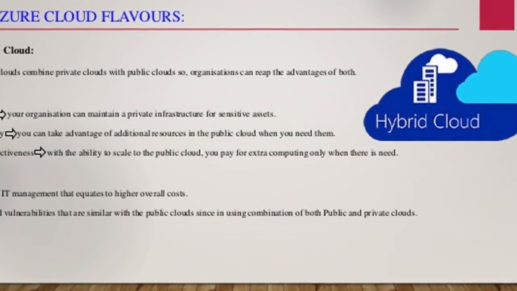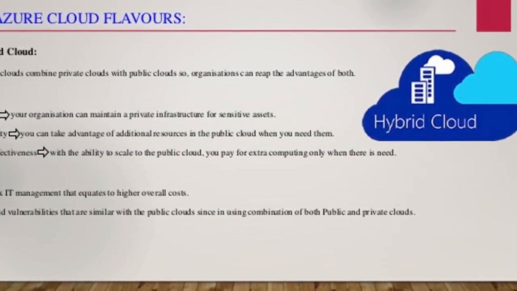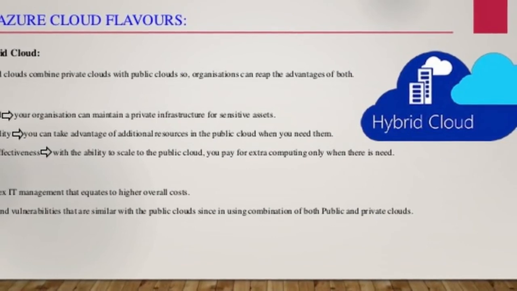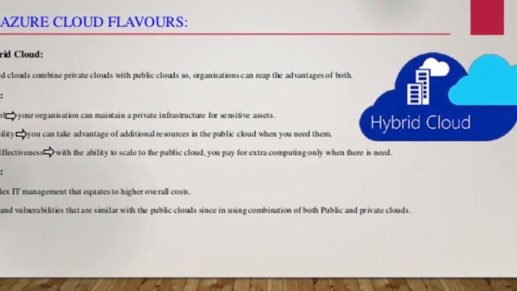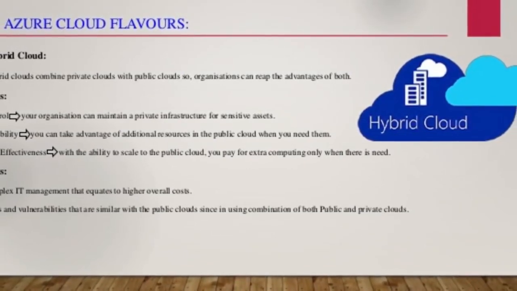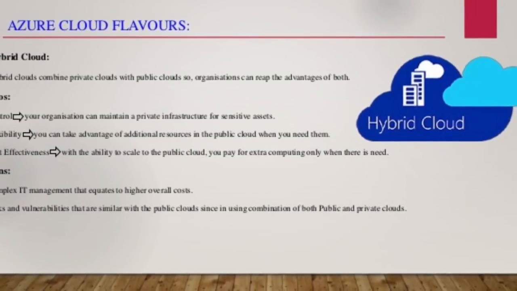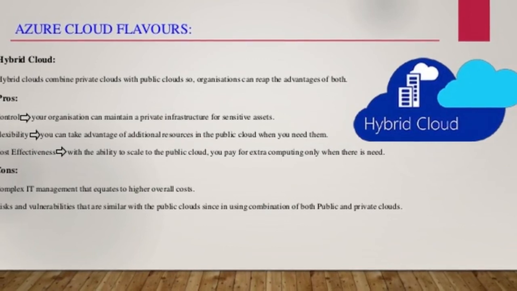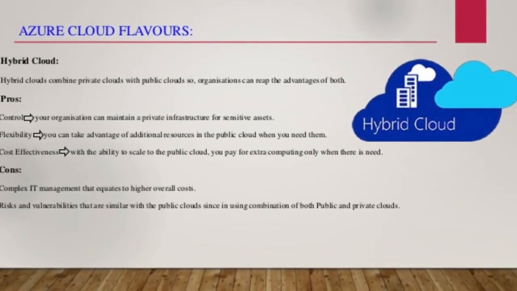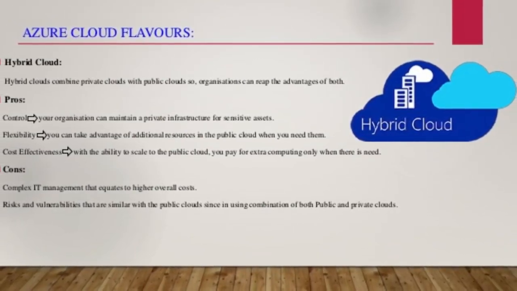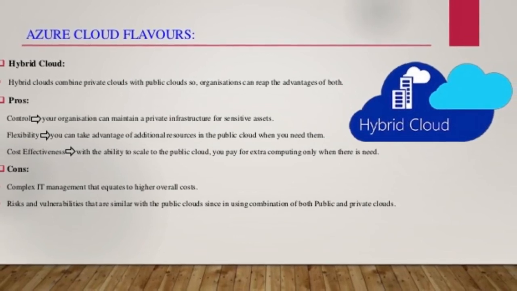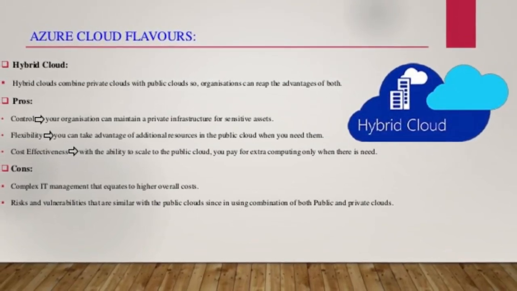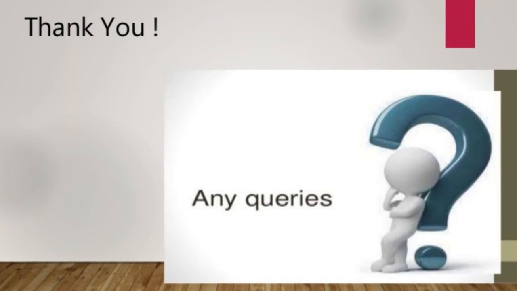It's time to discuss hybrid cloud, which is a combination of both public and private cloud. So an organization can reap the advantages of both private and public clouds at a time. Even for this we have pros and cons. Let's check it out in detail. Control, flexibility and cost efficiency are the best advantages, and complex management is the main disadvantage of hybrid cloud. That's all for today.